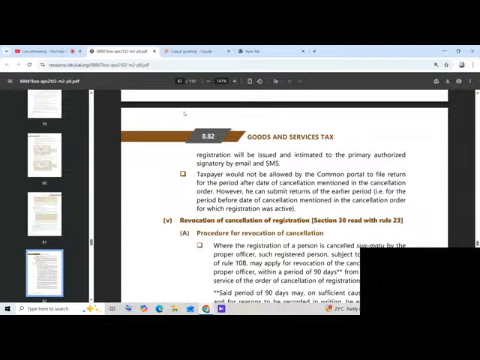Before we go, should we do amendment of registration? This is a small topic. Yeah, leave it for now. Okay. We'll take it up later.